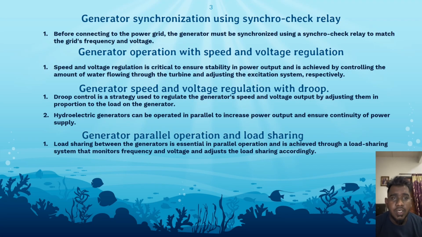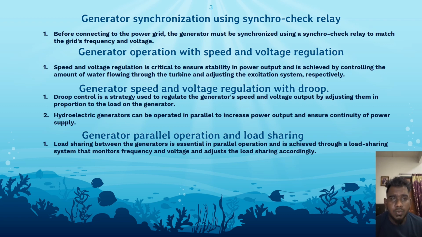Next, generator synchronization using a synchro-check relay. Before connecting the hydroelectric generator to the power grid, it must be synchronized to match the grid's frequency and voltage. This is achieved using a synchro-check relay, which ensures the generator's frequency, phase angle and voltage are in sync with the grid. The synchro-check relay compares the voltage and frequency of the generator with those of the grid, and when they are in sync, the relay allows the generator to connect to the grid.